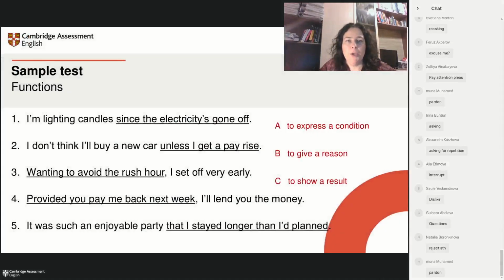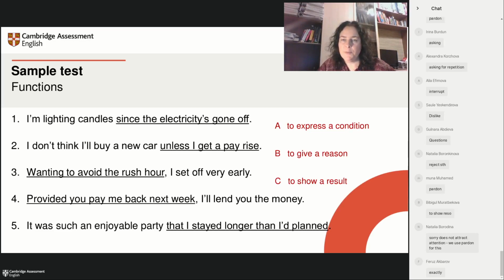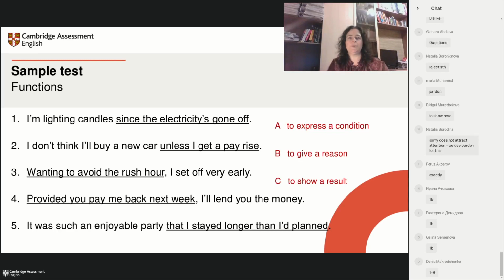Okay. So here is another matching activity for you. You have only 3 options to choose from, A, B, and C, and there are 5 situations. Their focus is on the underlined parts of the sentence. Okay, do this matching task and share your ideas.